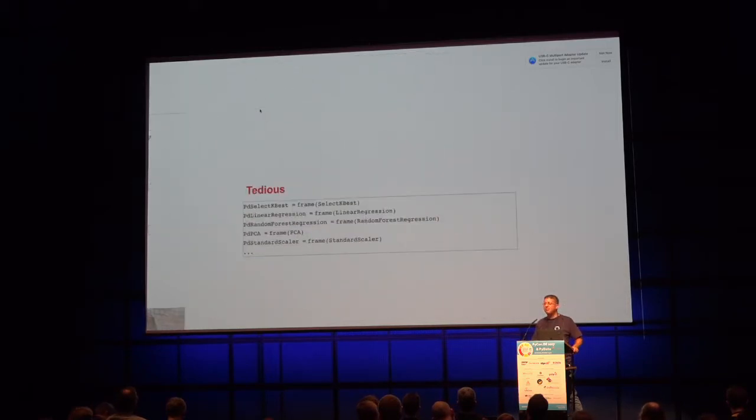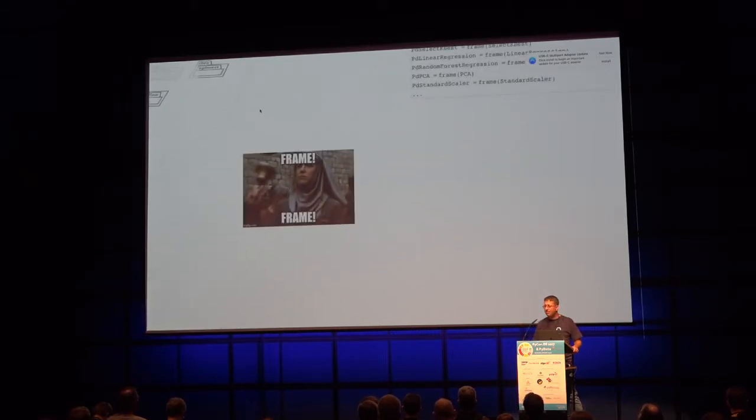So what's the reason for this? As I've shown before, it's possible to take any sklearn compliant stage and to use the frame operator to make it Pandas aware. So we can take select k best and call frame on it, and take a linear regression and call frame on it. And each time we can call frame. However, repeatedly doing this frame thing can become very annoying.